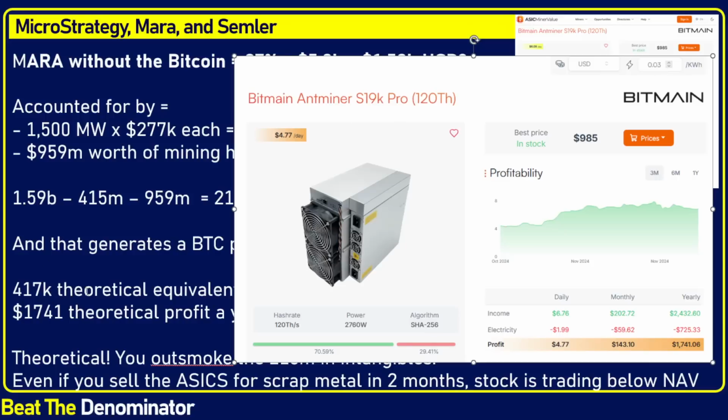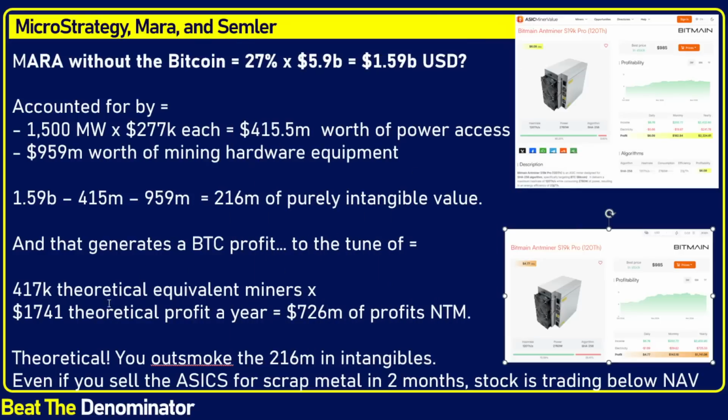Well, each of these 417,000 theoretical mining machines that I have for them generates $1,741 worth of profit per year, which means you're getting a business that generates a theoretical profit of $726 million per year over the next 12 months. And what are you paying up for that, really, beyond what is immediately sellable? You're paying up 216 million. In other words, your 216 million of purely intangibles get outsmoked by the theoretical profits that you can make just operating these machines. And obviously, the profits go down over time as the difficulty goes up.